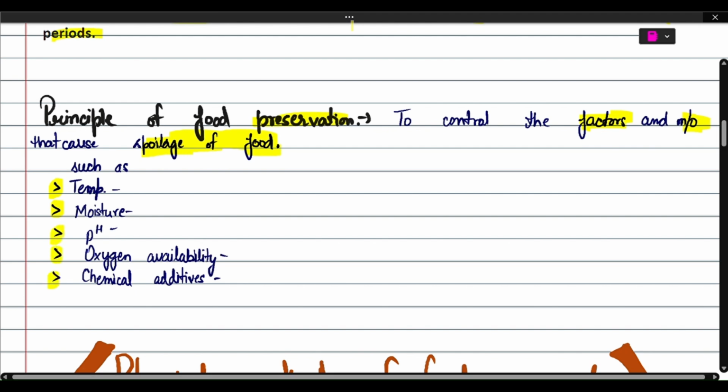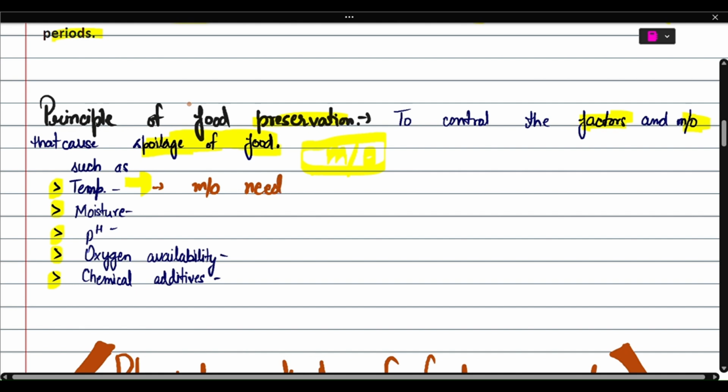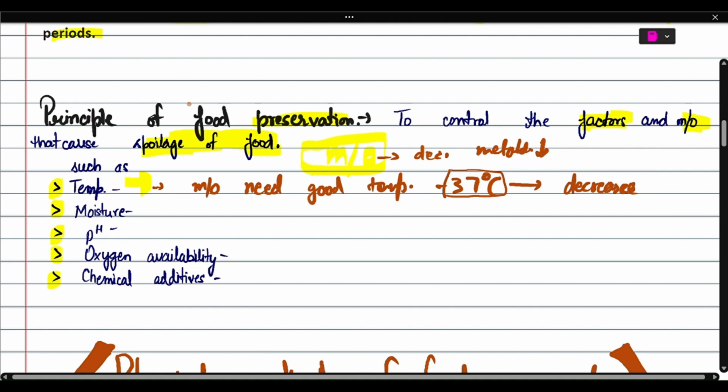Okay. First of all, we will start with temperature. As this is a part of microbiology, I am going to talk here with respect to microorganisms. Microorganisms need a good temperature. Just like our body, 37 degrees Celsius is the optimum temperature for microorganisms to grow. So if you keep your food around this temperature, it is going to spoil fast. What we can do is decrease the temperature, and after decreasing it, the growth of the microorganisms also decreases because their metabolic rate slows down, or they almost go to a dormant state.